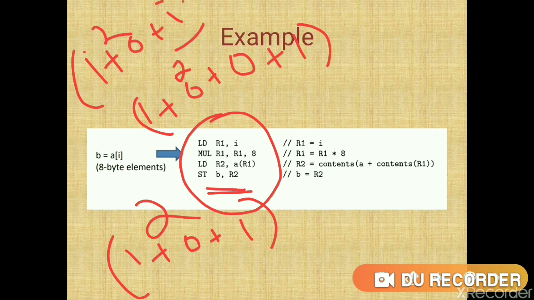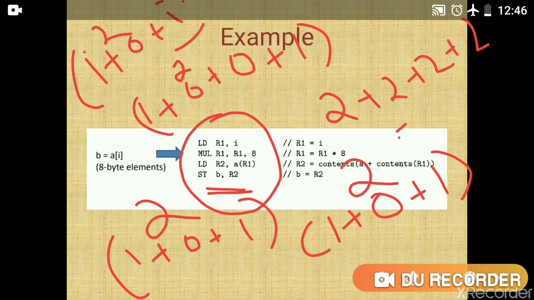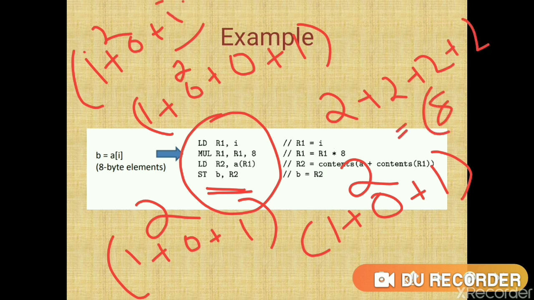What is the cost of the last statement? It is a store operation. 1 plus b is a constant value. R2 is there, so therefore 0, and b is a constant value, 1. So together you will get it as 2. So the final cost is 2 plus 2 plus 2 plus 2. So you will get it as 8. So 8 is the total cost for this particular example.